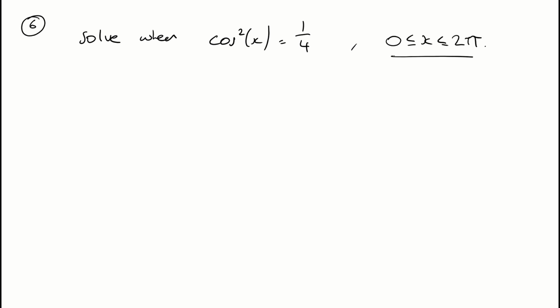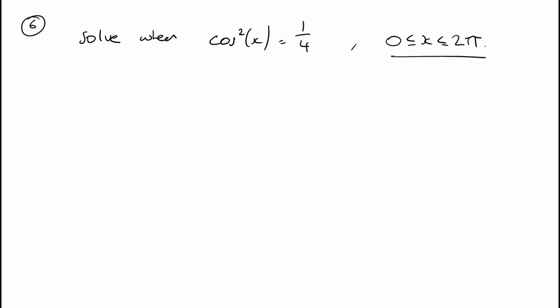Okay, so question 6, just another one to have a go at, where we're looking in radians now. We need to solve, and we're solving for x here, when cos squared of x is equal to a quarter. And we're looking across this domain from 0 less than or equal to x less than or equal to 2 pi. So if we're going from 0 to 2 pi, we're just looking at our standard unit circle, just one trip around the unit circle.